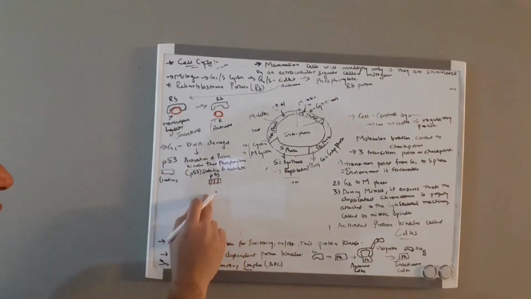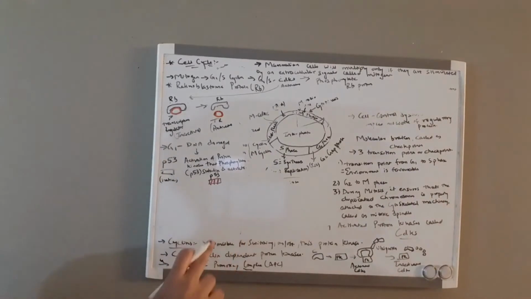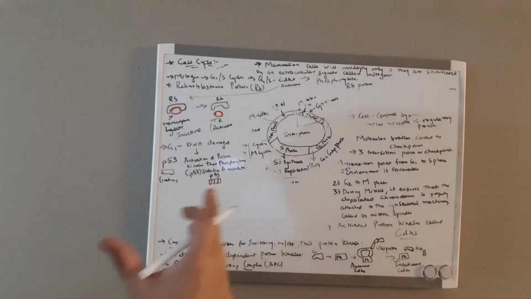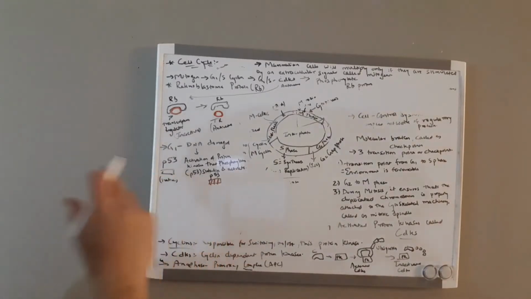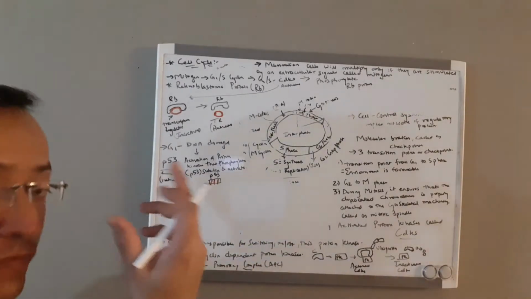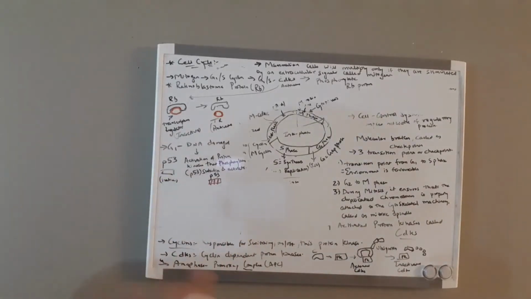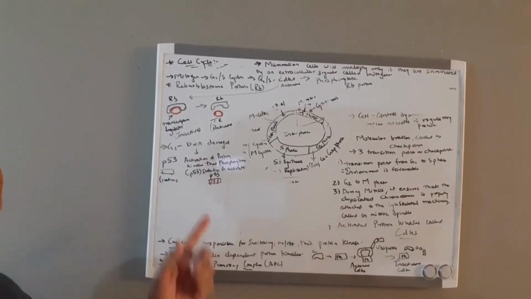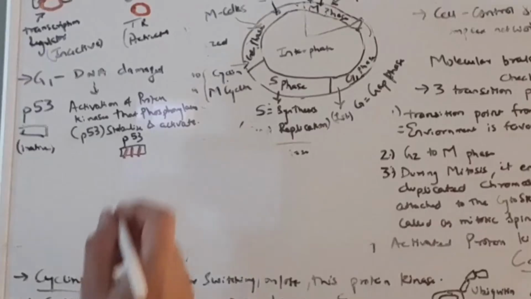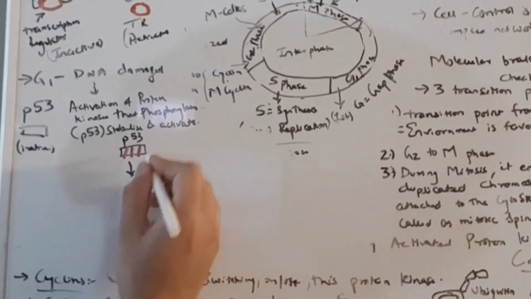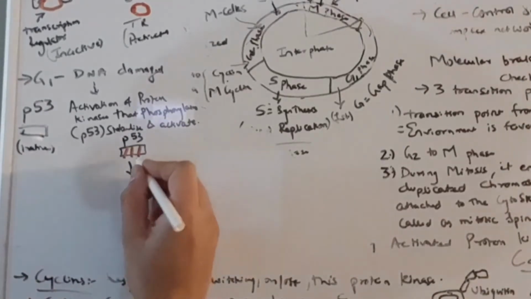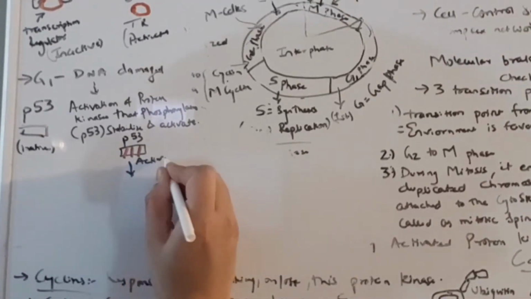Right, so what will happen? So after activating this P53, which is a transcription regulator, that will activate the transcription of the gene encoding a CDK inhibitor protein called P21. So this will in turn activate P21. So this will now be active.